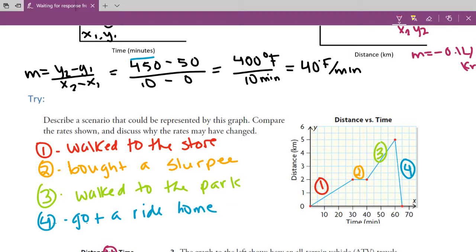And then the fourth section, I said you got a ride home, because you travel all the way back home in a much quicker amount of time than you're walking. You're at a very fast speed. So unless you decided to run or ride a bike, it has to be something that gets you there quicker than the first, second, and third sections.